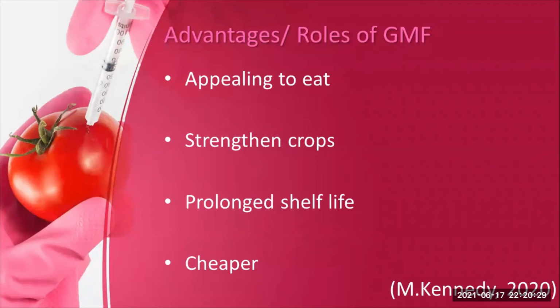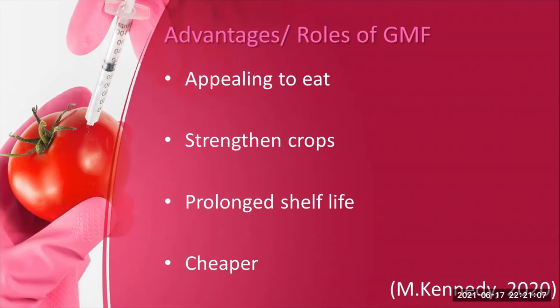Now, the main reason for genetically modifying our food is the numerous roles they play, or their advantages, one of which is their appeal. Many persons would prefer to eat an apple that is deep red instead of one that is yellowish red, meaning its color is not that bright. So a lot of industries genetically modify their plants and crops to give us more appealing food. Another advantage is to strengthen their crops.